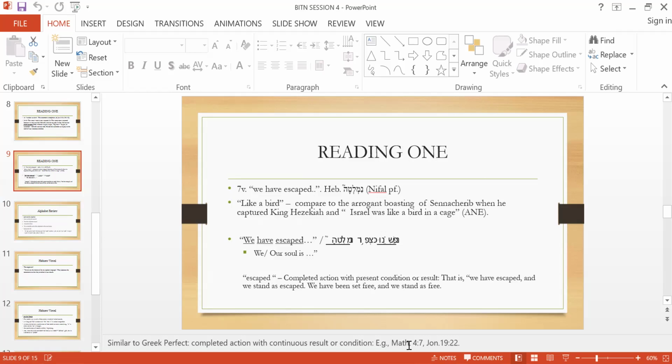So he said, we have escaped. It's a completed action. There's no doubt about it, with a present condition or result. That is, we have escaped and we stand as escaped. We have been set free and we stand as free.